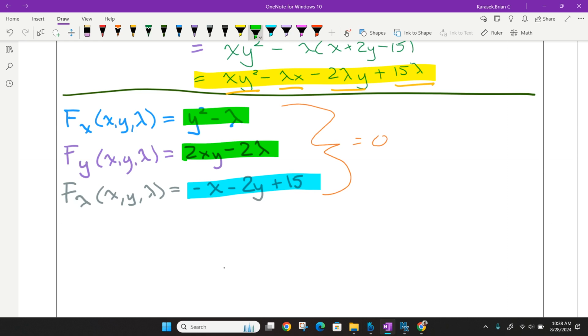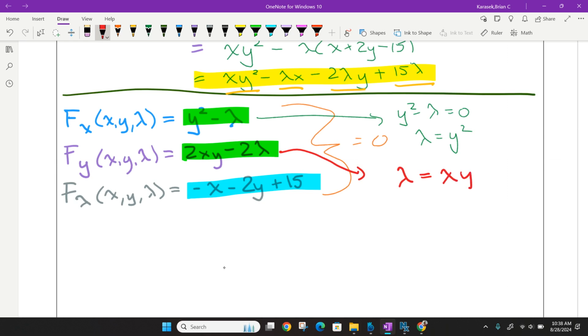So let's go ahead and do that math. In the first one, we get y squared minus lambda is equal to 0, which means that lambda is equal to y squared. So that's from that first partial derivative. If we take a look at the second partial derivative and we solve that one, we're going to get that lambda equals xy. Right? The 2's will cancel.